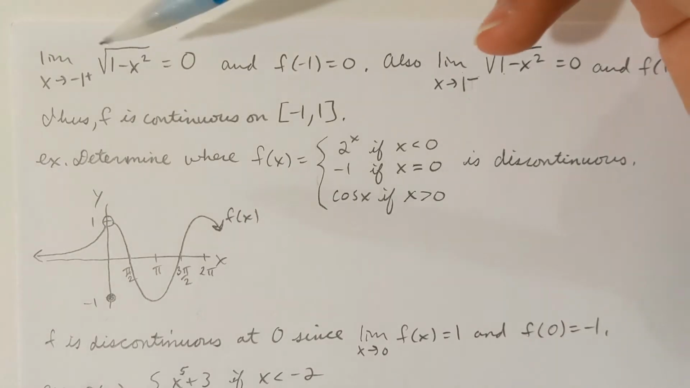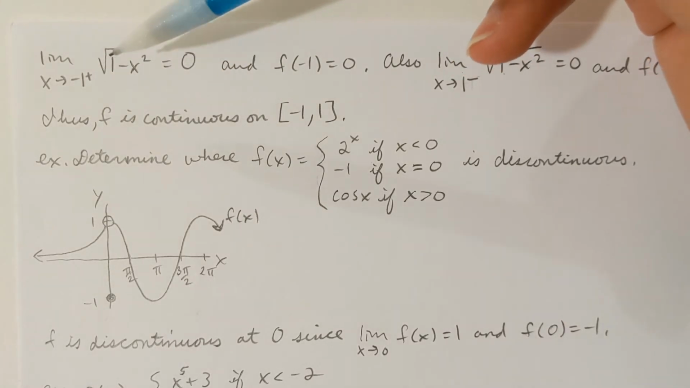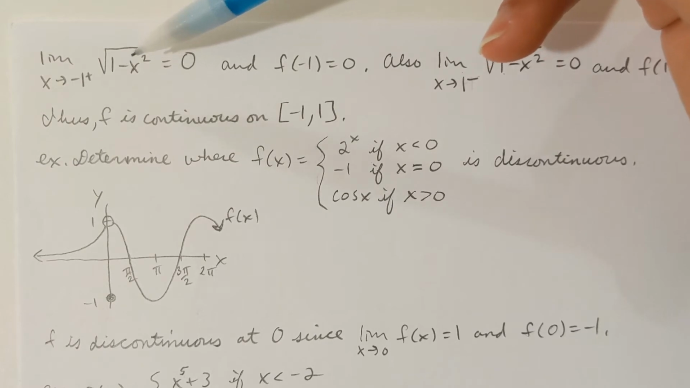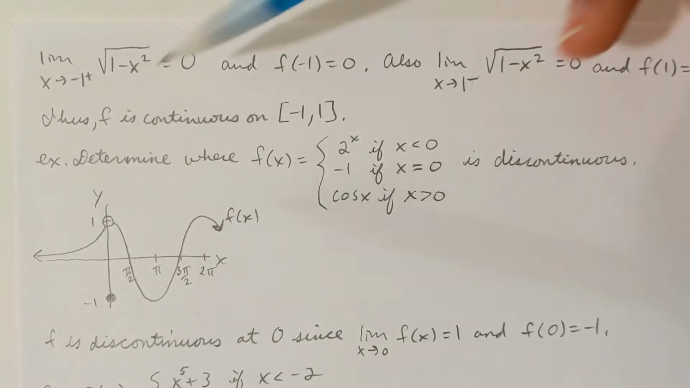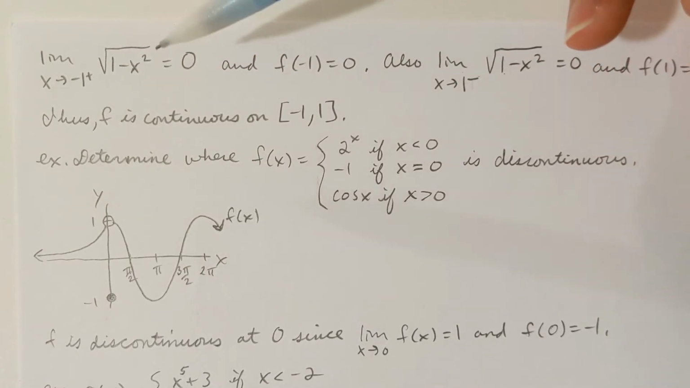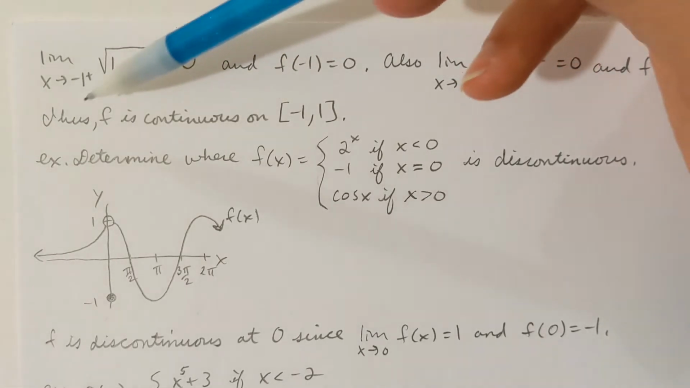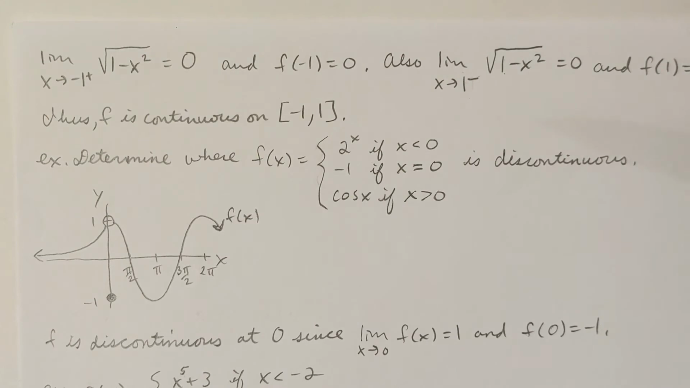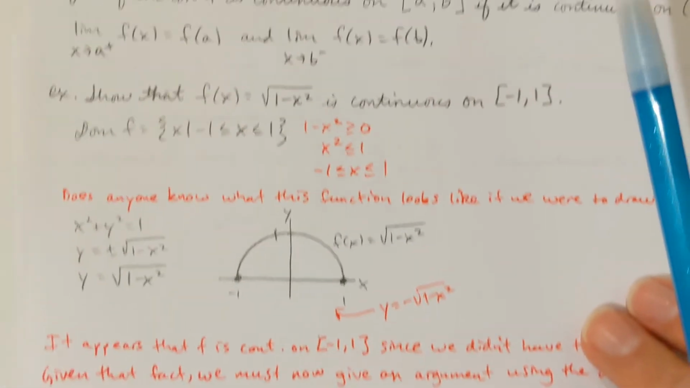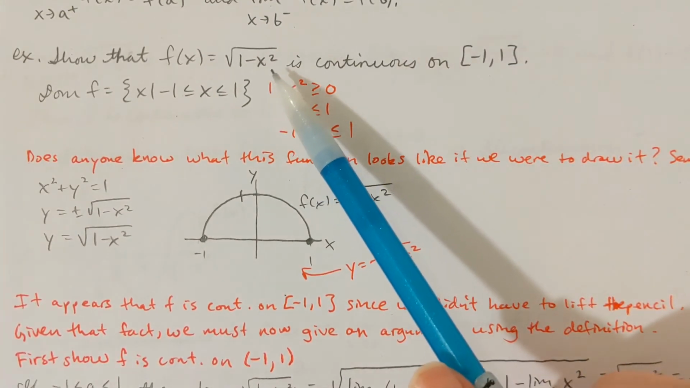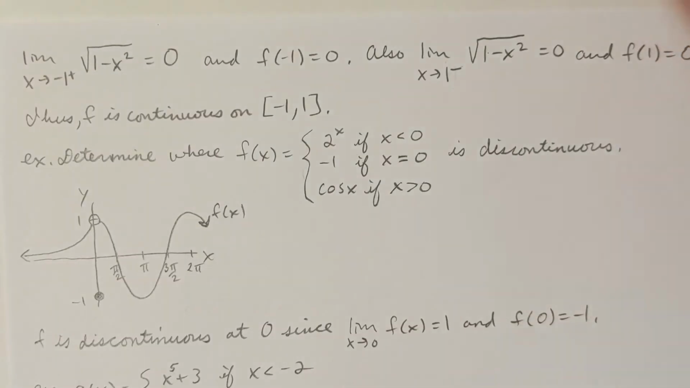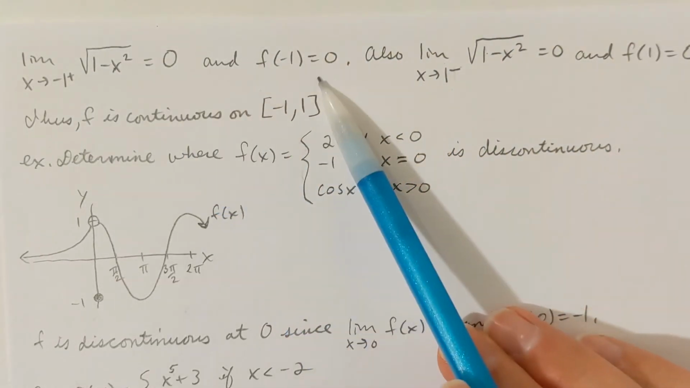Now the limit as x approaches -1 from the right of the square root of 1 minus x squared would be 0. The fact that I'm approaching from the right is not relevant. I can make a direct substitution since -1 is in the domain of the function. Also, f of -1 would be 0, right? If I plug in -1 here, I also get 0. Okay, so I'm getting the same number there.